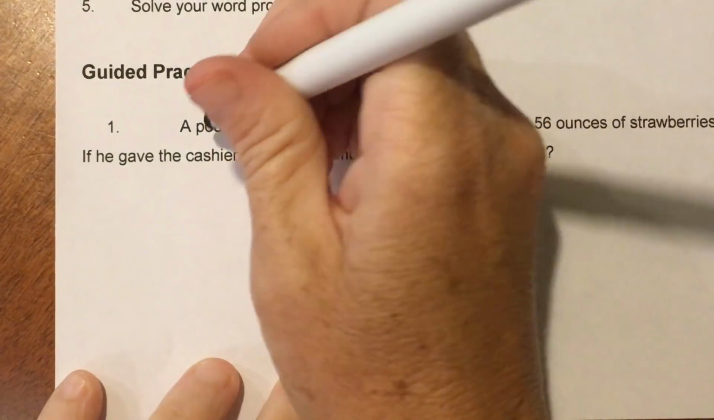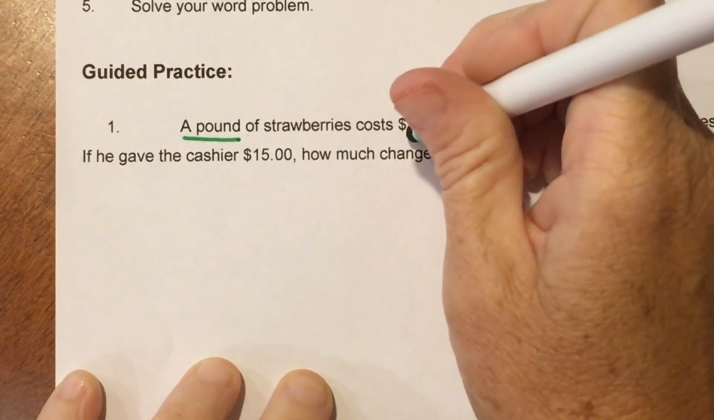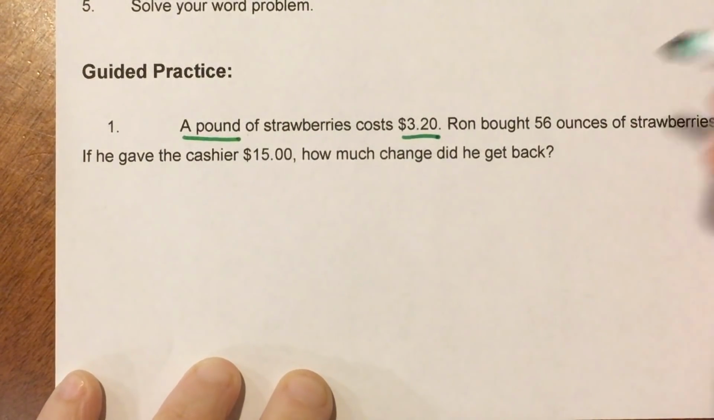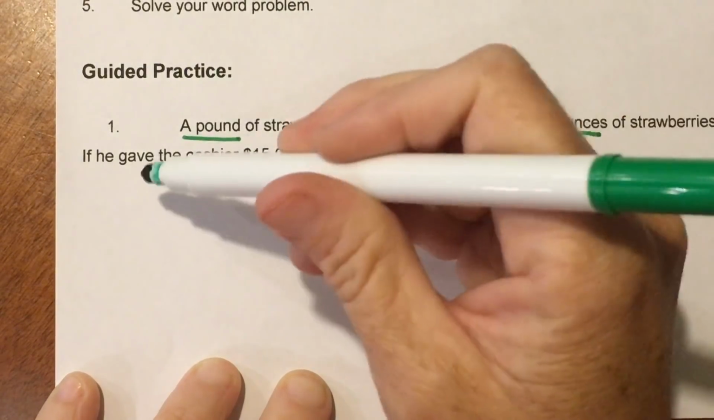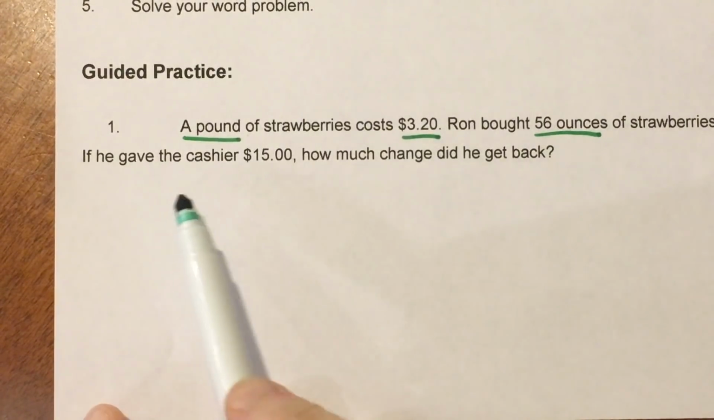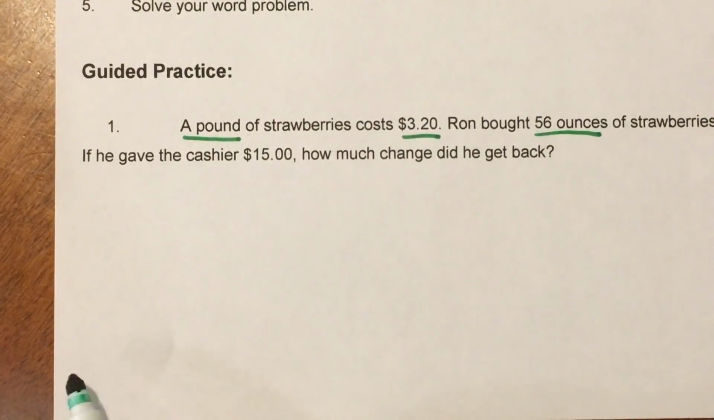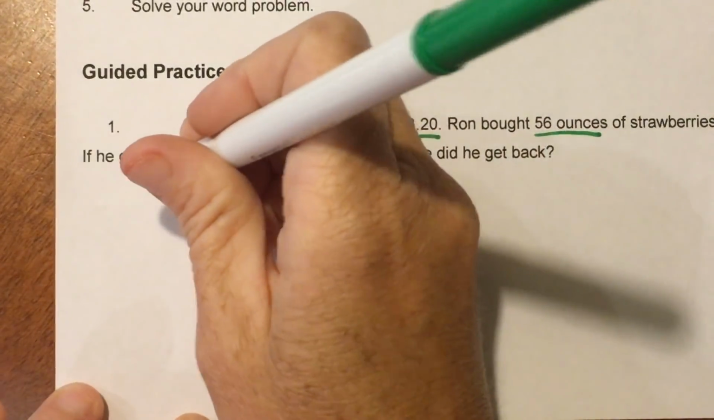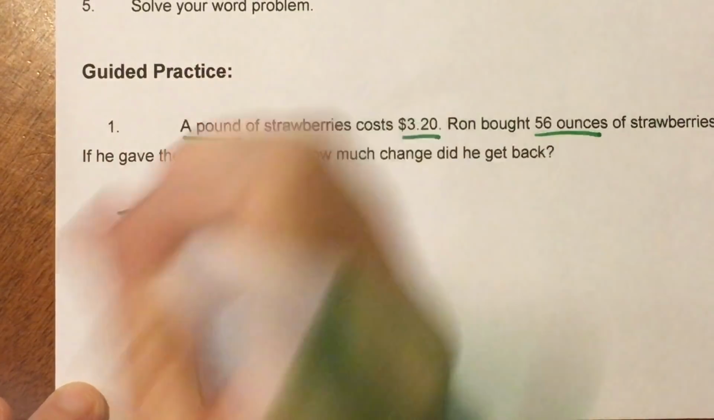Okay, so I see a pound means 1 pound was $3.20, 56 ounces, and then the question's talking about money. So what I see right away is we're dealing with the US system, not the metric system. And I also see that the answer is going to be in money, so they don't really care what I change. But I need pounds and ounces to be on the same unit. We can't have 2 different measurements.